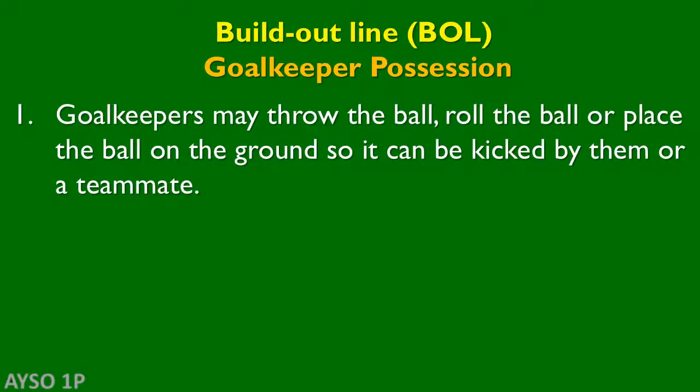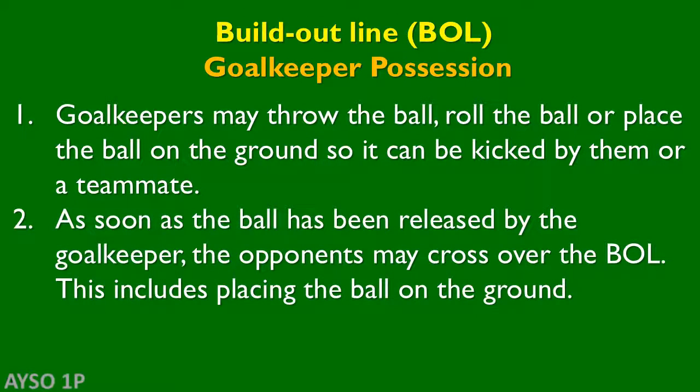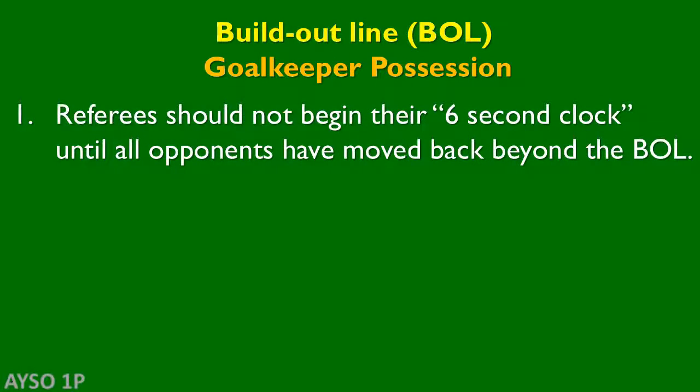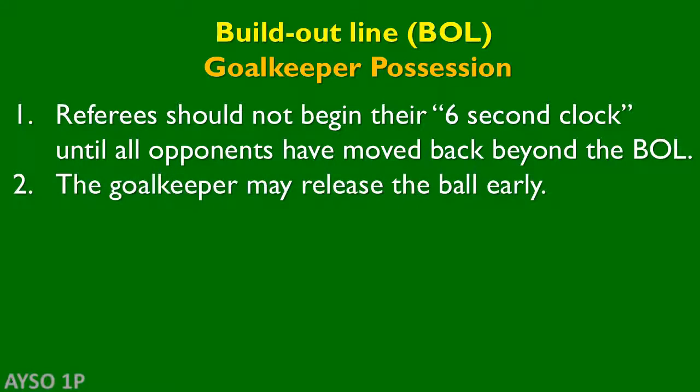Goalkeepers may throw the ball, roll the ball, or place it on the ground so it can be kicked by them or a teammate. As soon as the ball has been released by the goalkeeper, the opponents may cross the build-out line. This includes placing the ball on the ground. Referees should not begin their 6-second clock until all the opponents have moved beyond the build-out line. The goalkeeper is permitted to release the ball from their possession before the opponents have moved beyond the build-out line. However, if the ball goes directly to an opponent, play continues.